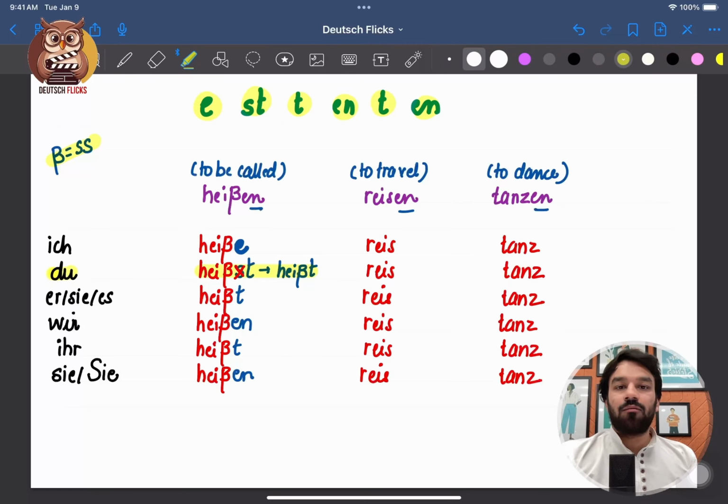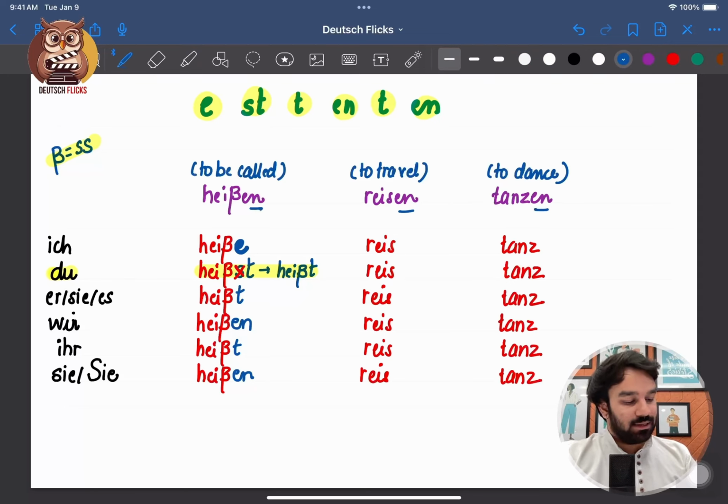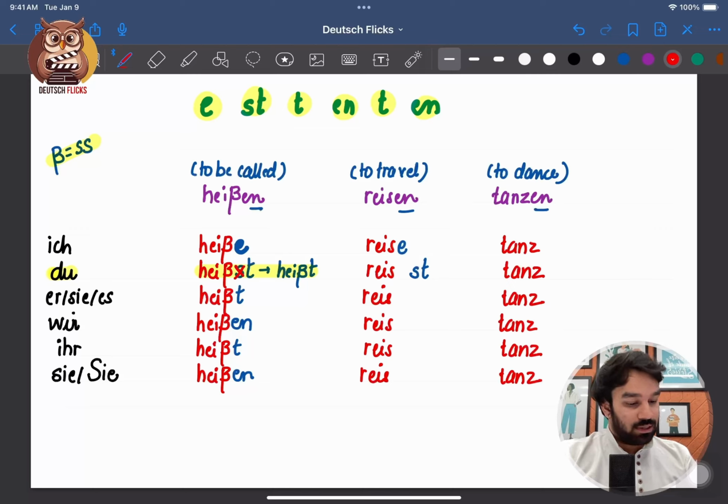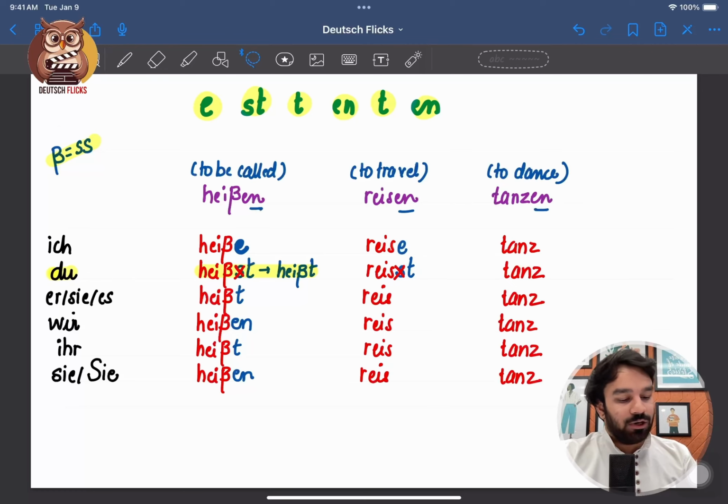All right. Now we will conjugate the verb reisen, ich reise, and with du we have to add st. But wait a minute. If we have double s, then that means I can replace it with ß. So I am changing the alphabet. No, you can't do this. So what we will do is avoid this s from du and we will simply say du reist.